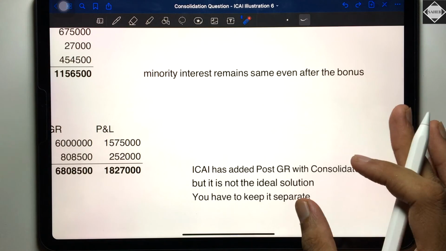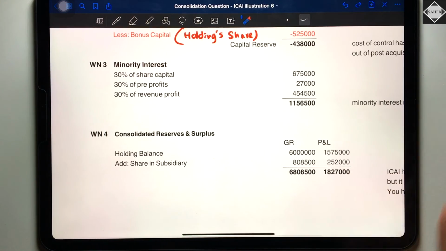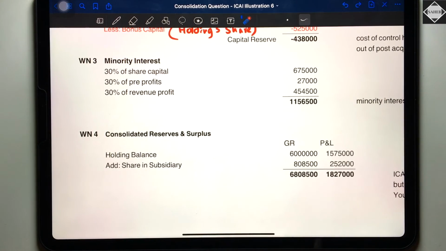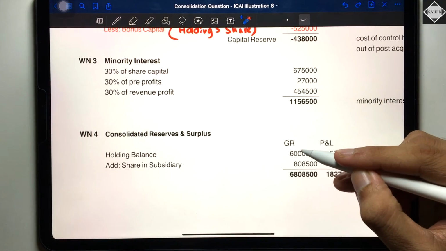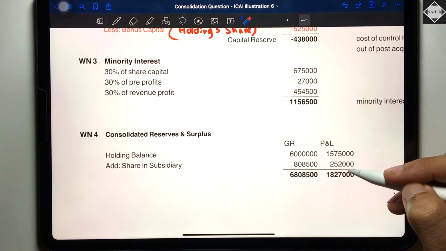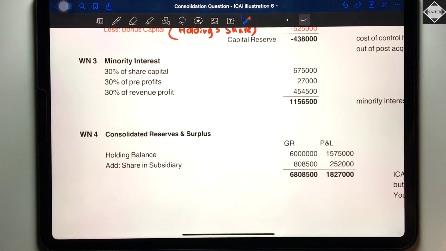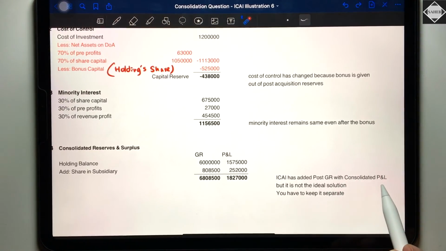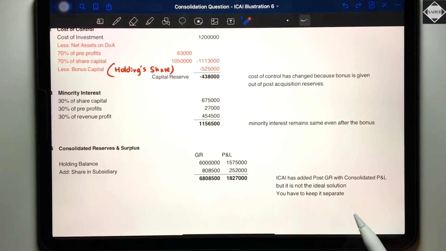What you have to do is keep it separate, because in the balance sheet you have to show it separately. That is why in the working note itself you have to do it separately. GR with GR only, P&L with P&L only. But the ICAI module has consolidated everything, just revenue profits. You don't have to do it like that. In the exam you have to keep it separate. Is it clear? ICAI has added the post GR with consolidated P&L, but it is not the ideal solution. You have to keep it separate.